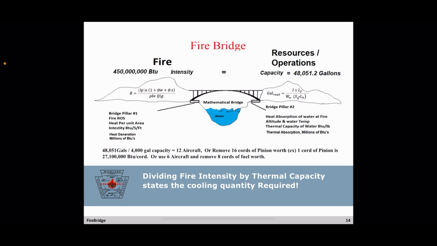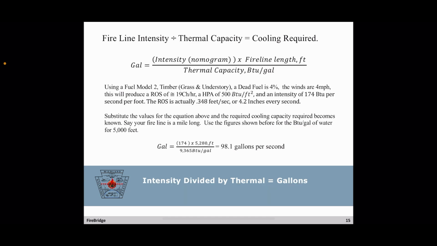So dividing fire intensity by thermal capacity states the cooling quantity required. Now, once you know that, it's up to you to figure out how to deliver it. So fire line intensity divided by thermal capacity equals the cooling required. So the gallons is determined by the intensity from the nomogram times the fire line length in feet divided by the thermal capacity in BTU per gallon.